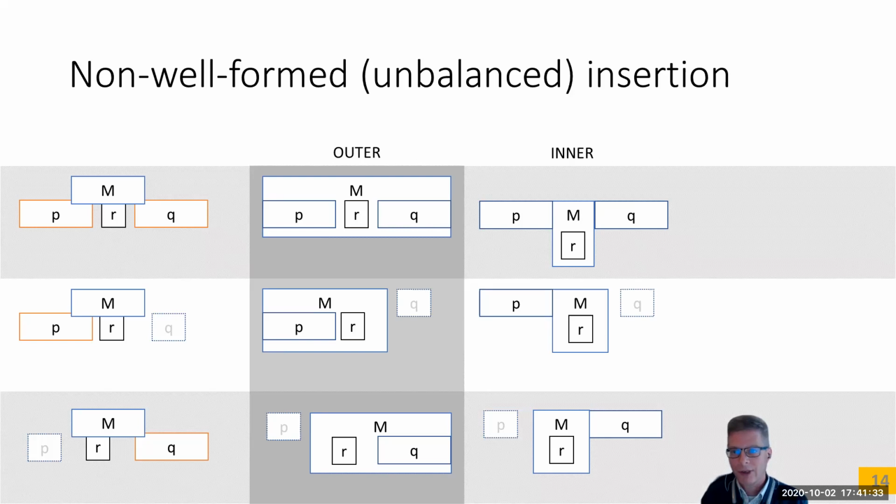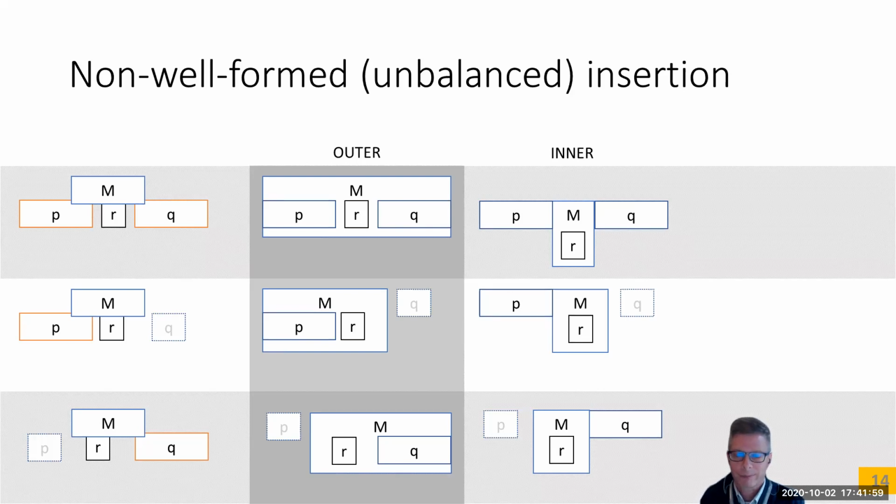If we use the inner strategy, then we shrink M so that it fits right in between P and Q. So the start position of M will be the end position of P, and the end position of M will be the start position of Q, and M fully contains R. And this means the element M could lose some of its content.